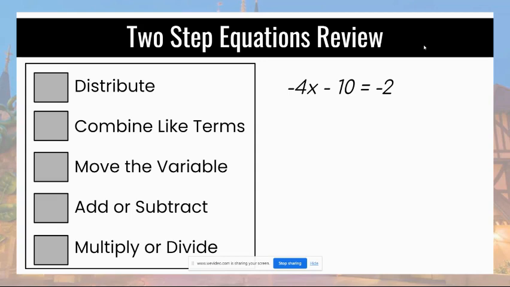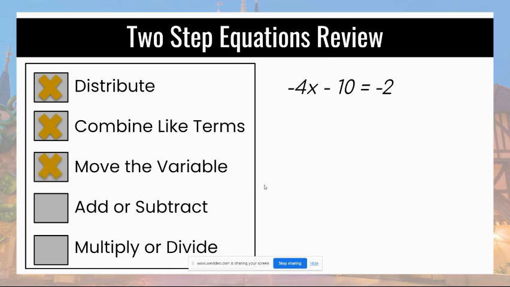Well, currently I don't have any parentheses, so I don't need to distribute. There aren't like terms on the same side, meaning looking at the left, I can't combine negative 4x and negative 10, and there's nothing to combine on the right. So no combining like terms. I can't move the variable because to do that, I'd have to have a variable on the left and the right. So I'm all the way down here at add or subtract.